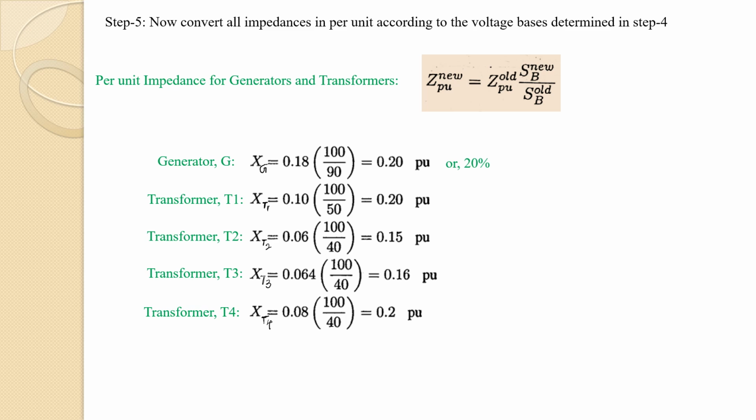Similarly, we can calculate for the transformers T1, T2, T3 and T4 using the same formula for Z per unit new. For the transformer T1, the reactance has been specified as 10%, and that needs to be multiplied by the S base new, which is 100 MVA, and divided by the base MVA old, which is specified for the transformer T1 as 50 MVA in the data sheet provided by the manufacturer. So this gives us 0.2 per unit. In a similar way, we will be calculating all the impedances in per unit for the other three transformers T2, T3 and T4.